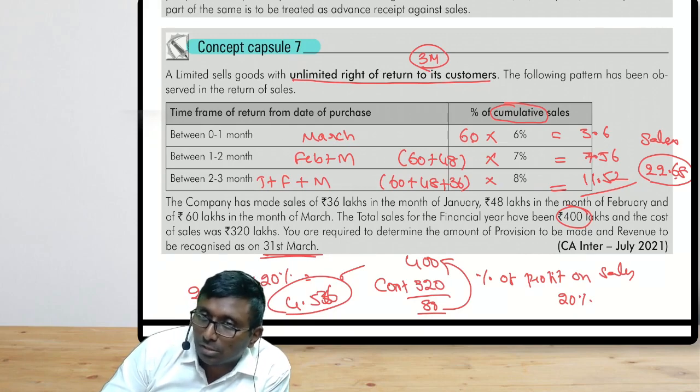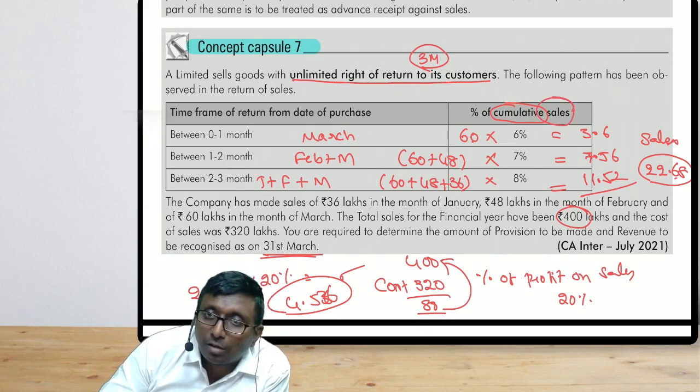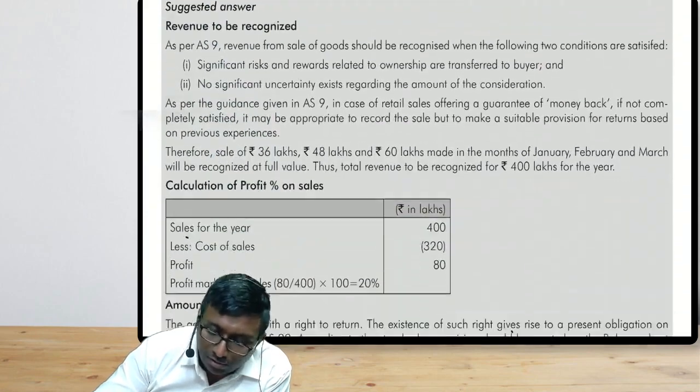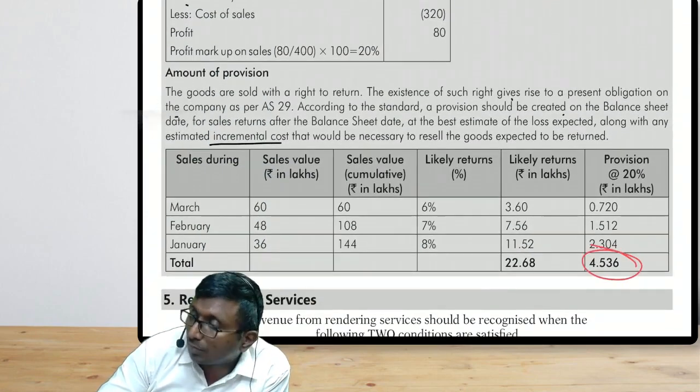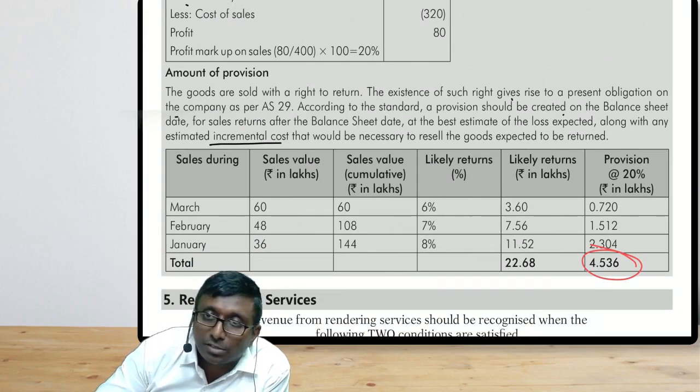Got it? Why not profit on cost? What you got is sales. This is cumulative sales. When you are taking the sales number, how can you apply profit on cost? Okay, that's all. 4.536 is the calculation. You can read through later. We have just done the calculation with the help of a calculator. Got it? Right, my dear.